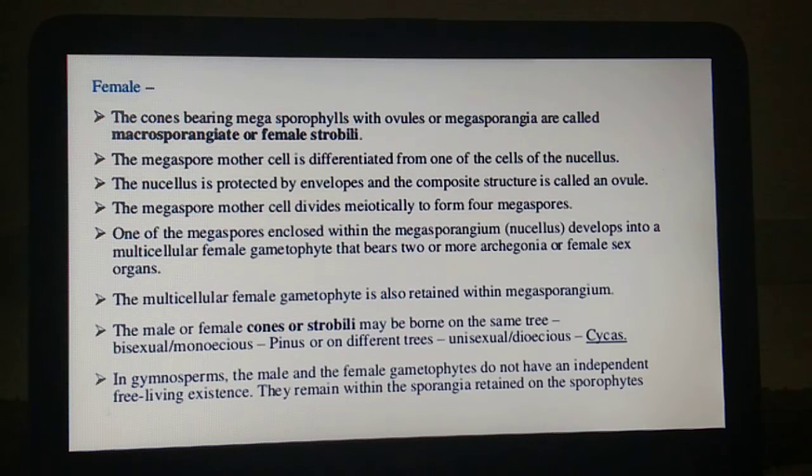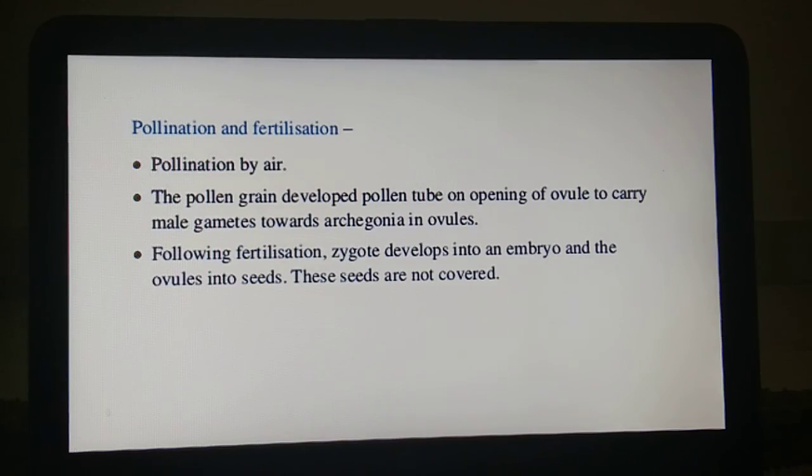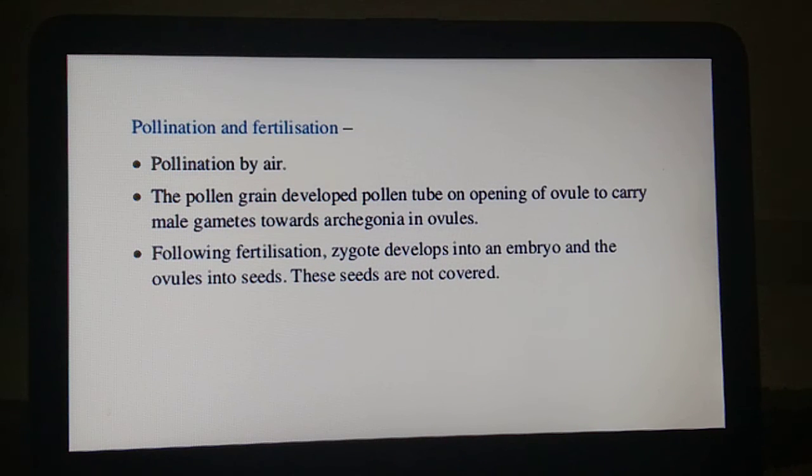Fine. And the male or female cones, or we can say the strobili, may be borne on the same tree. So they may be bisexual monoecious, for example Pinus, or on different trees unisexual dioecious, for example Cycas. Now in gymnosperms, the male and the female gametophyte do not have an independent free-living existence, students. They remain within the sporangia, retained on the sporophytes. They may be pollinated by air. The pollen grains develop a pollen tube, students, on opening of the ovule to carry the male gamete towards the archegonia in the ovule.